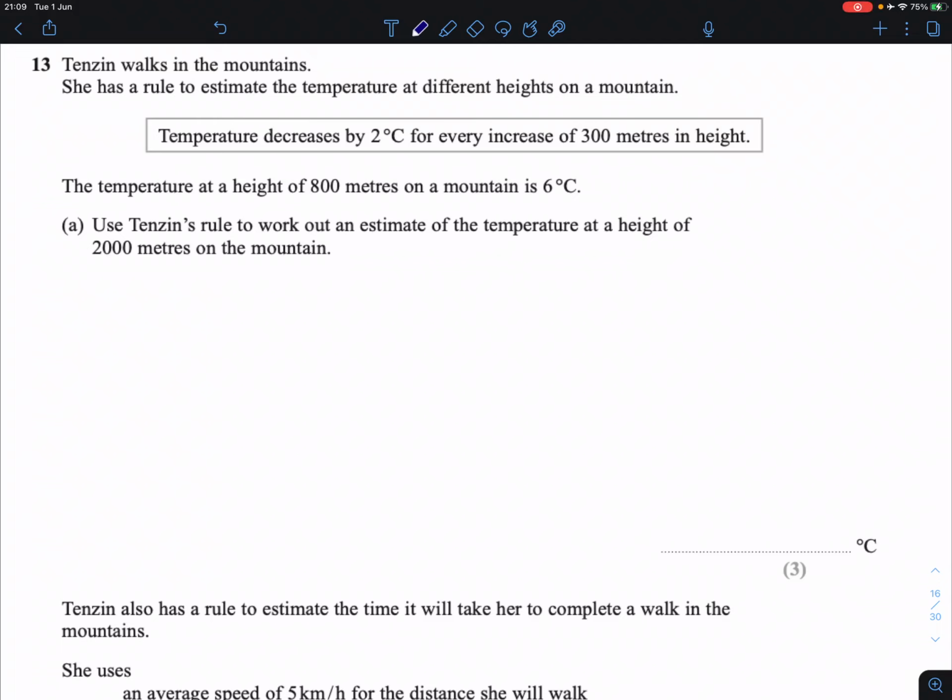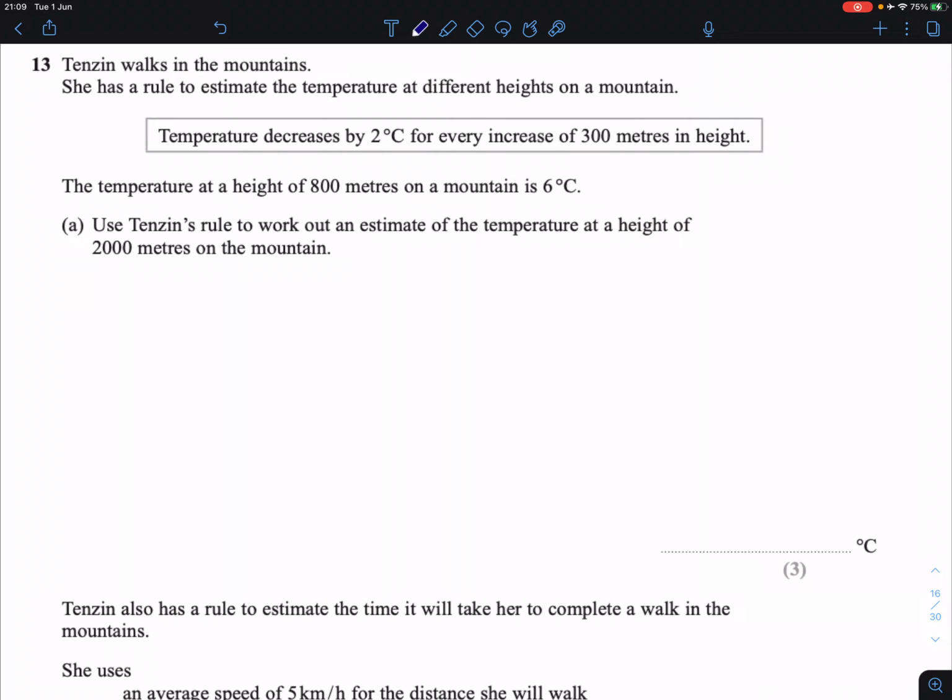Question 13. Tenzin walks in the mountains. She has a rule to estimate the temperature at different heights of the mountain. Temperature decreases by 2 degrees Celsius for every increase in 300 meters in height. So the higher she goes, the lower the temperature gets. Every 300 meters she gains in height, she's going to lose 2 degrees.